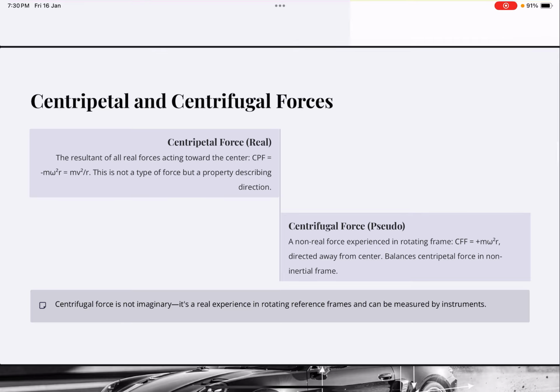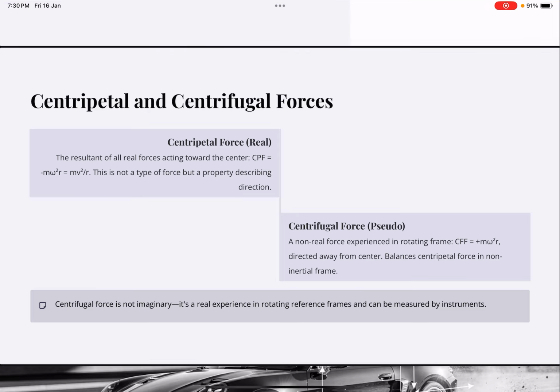Then we also understand that there are two forces, one is real and the other is pseudo. Real forces are centripetal forces. It is basically a resultant of all the real forces acting towards the center, right? So it is mv square by r. And centrifugal force, which is a pseudo force, is a non-real force experienced in a rotating framework, a non-inertial framework, and it is again given by plus mv square by r. Centripetal is minus mv square by r, and this is plus mv square by r. So it balances the centripetal force in a non-inertial frame.